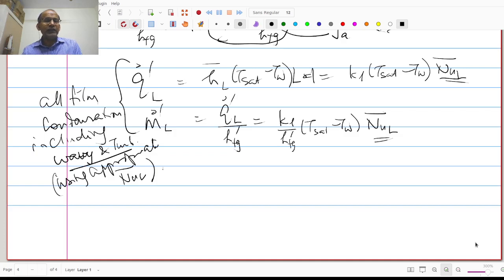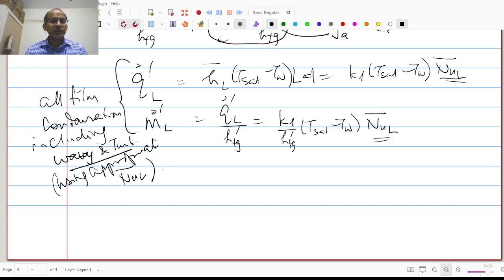we were able to get the expressions for the heat flux or the total heat transfer rate per unit width of the plate of length L, and the total condensation rate at length L from the expression that we had derived. Right? We had derived an expression for NuL using what we call the Nusselt analysis.